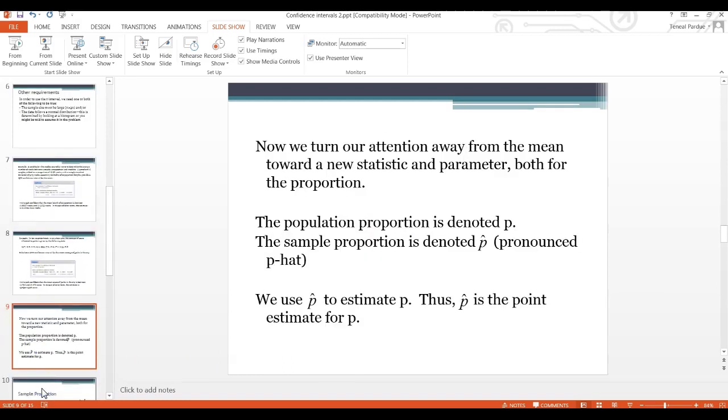Okay, let's do a third confidence interval. This one is not for the mean, it's actually for the proportion. So the population proportion, the notation is P. The sample proportion is P hat. It's actually a P with a hat on it, I'm not making that up. So P hat is our point estimate for P, just like X bar is our point estimate for mu, and just like S is our point estimate for sigma.